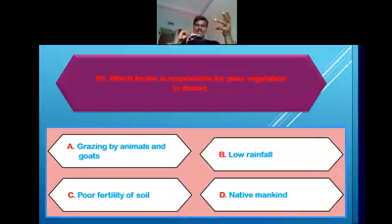But comparing these three, the more appropriate answer will be the low rainfall, as there is no rain at that place in the desert. So, poor vegetation will be there.